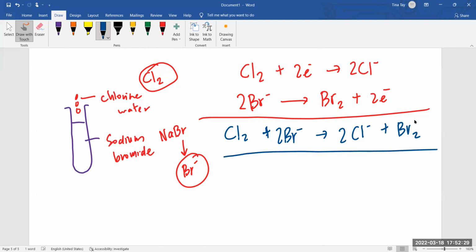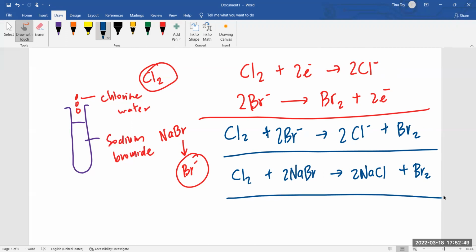Okay, so overall, this one they rarely ask you. This one is from your electrolysis last time. What they usually ask you is the complete chemical equation. So it's chlorine plus sodium bromide becomes sodium chloride and bromine, like that. Okay. Now, the color change: this one is colorless, same as above. Turns brown. Okay.